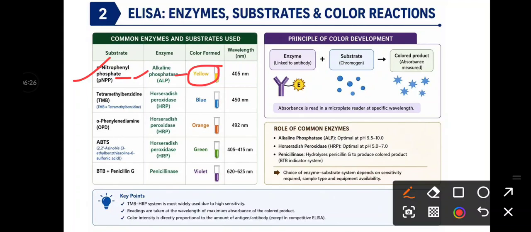So in an ELISA reaction, after coating the antigen and antibody, if the secondary or primary antibody is linked with the enzyme alkaline phosphatase, and we are using the substrate pNPP, then definitely the color that forms after the reaction will be yellow, and that will have to be measured at 405 nm wavelength.